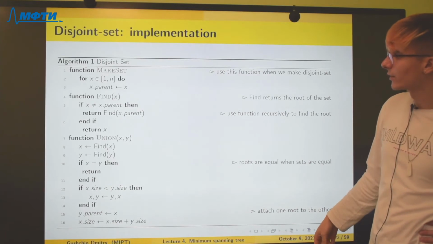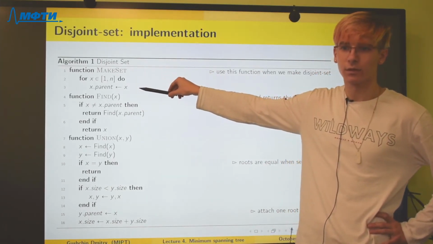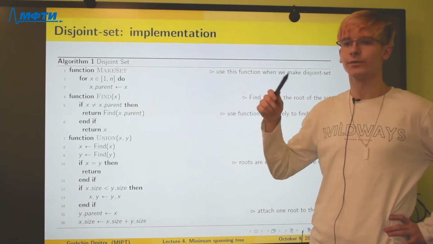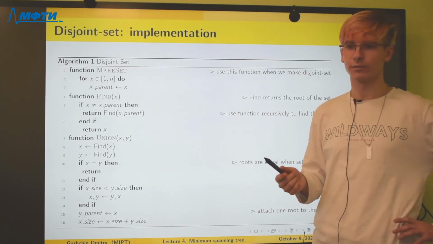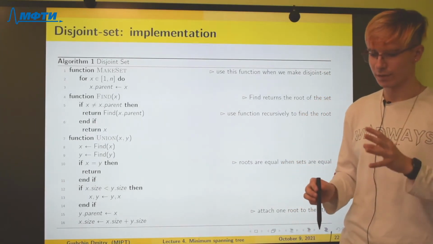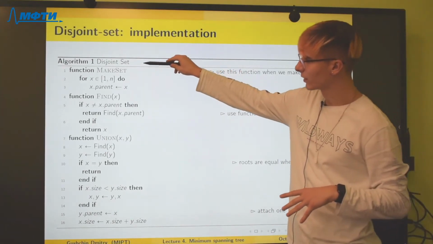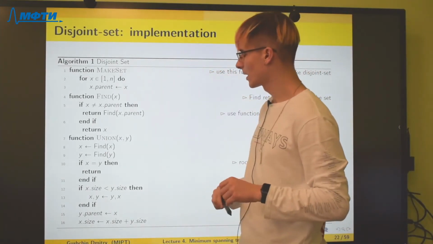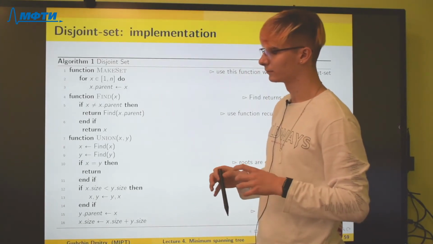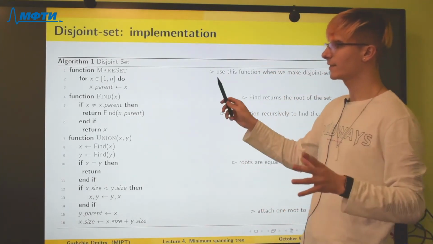Firstly, we need to implement making a set, as in Boruvka's algorithm. Firstly, we make a set of all the vertices, and we say that each vertex has its own component. So we need to have a function make set. Then we need to get the parents of the set, for example.